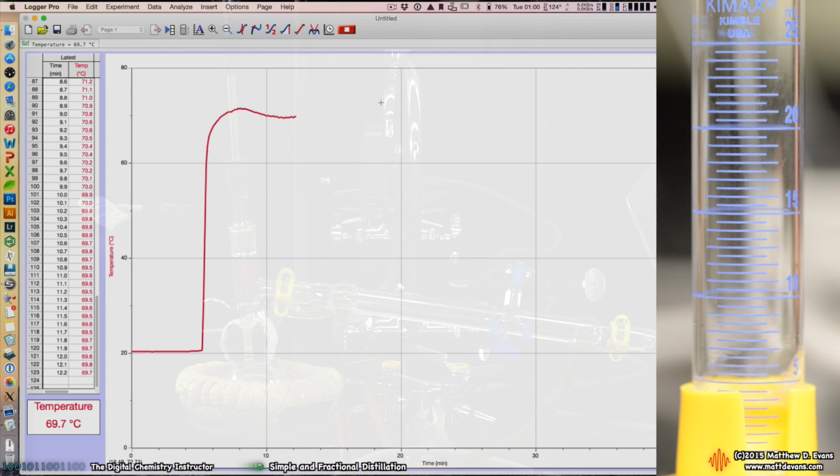So now we wait. We're going to have to wait till we get about 18 milliliters. If you see you're about to run out of mixture in your round bottom flask and you haven't reached the 18 milliliter mark yet, just go ahead and take a sample at 16 milliliters or 14 or whatever you have to do, but try to get that second sample towards the end of the distillation.